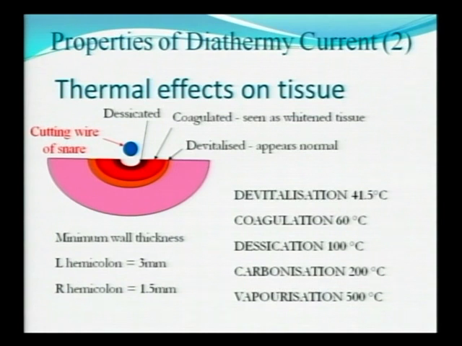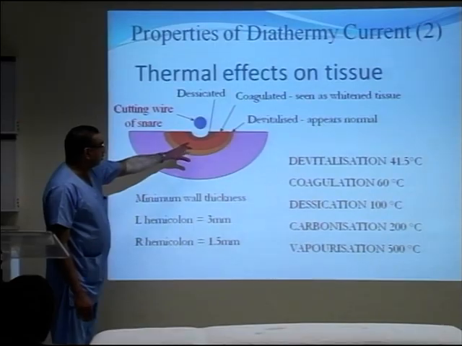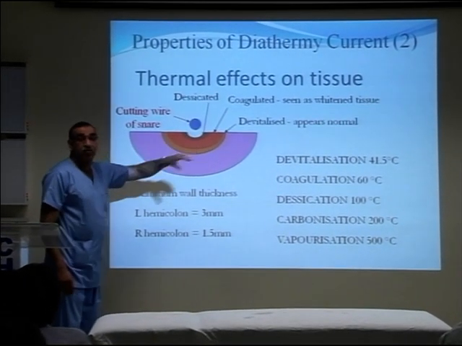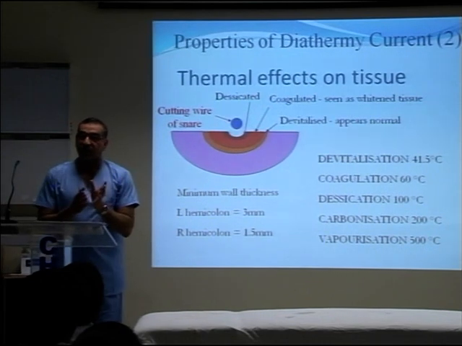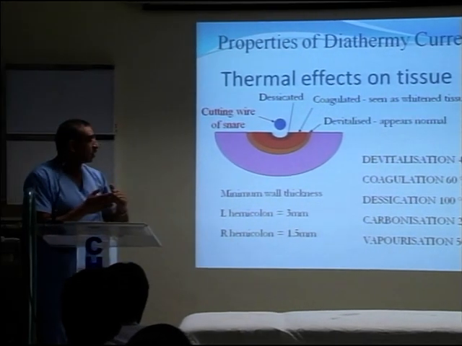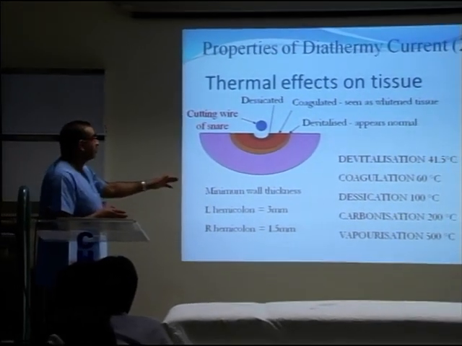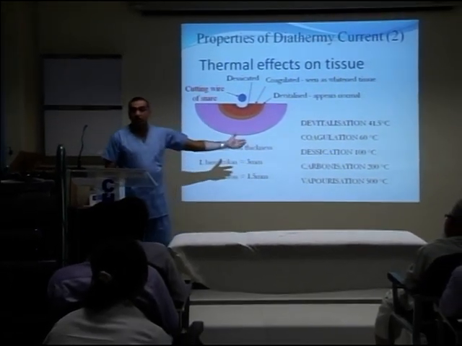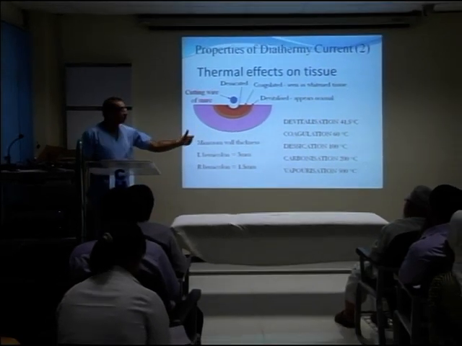Then you see carbonization of the tissue. So you see black charring. Wherever you see black discoloration of the tissue, that is carbonization, which is quite high temperature. Then you see coagulation, which is seen as whitened tissue. So most of the time, that is what you want to achieve.